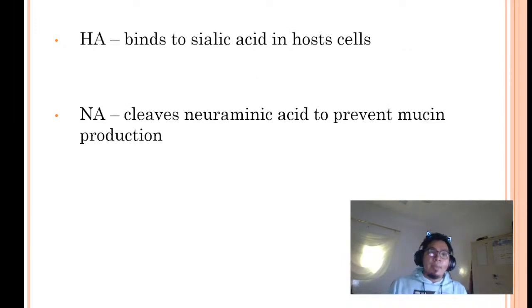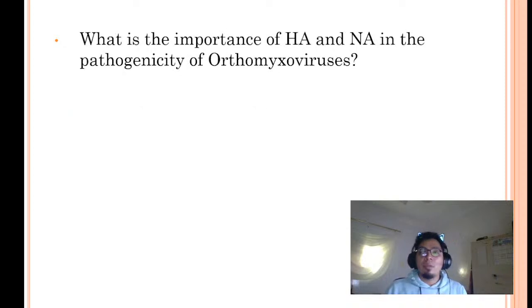Acid prevents mucin production. Now, from this particular glycoprotein spikes, you can basically assess the pathology of a particular virus. Why? Mucin production affects the respiratory tract. So, what is the importance of HA and NA in pathogenicity of the orthomyxoviruses?